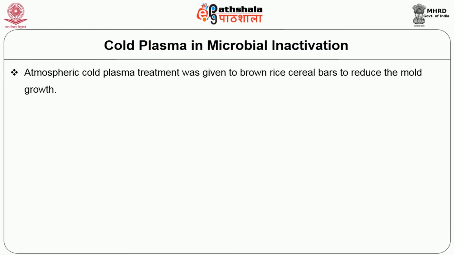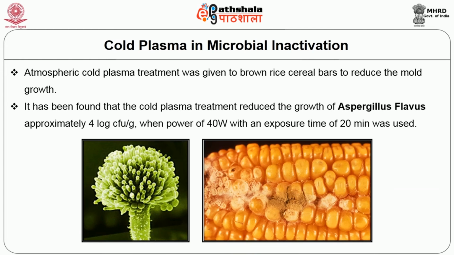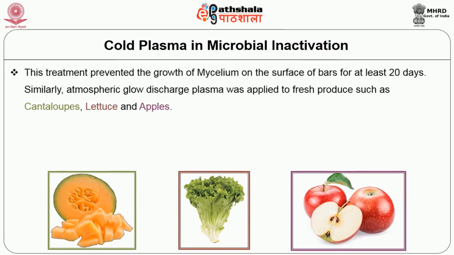Atmospheric cold plasma treatment was given to brown rice cereal bars to reduce mold growth. It has been found that the cold plasma treatment reduced the growth of Aspergillus flavus by approximately 4 log CFU per gram when a power of 40 watts with an exposure time of 20 minutes was used. This treatment prevented the growth of mycelium on the surface of the bars for at least 20 days.